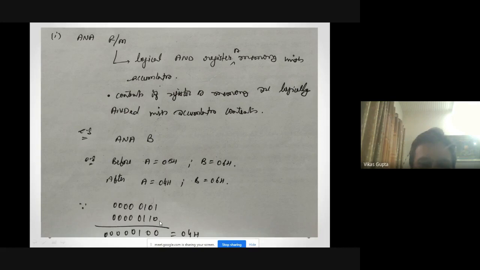इसको बाइनरी फॉर्म में लिख लेते हैं और AND ऑपरेशन परफॉर्म करेंगे. AND में क्या होता है, जब भी 1 रहेगा तब आउटपुट आएगी, बाकी के केस में आउटपुट विल बी 0. सो दिस इज हाउ वी आर गेटिंग द आंसर 04H into the accumulator after performing the ANA B.